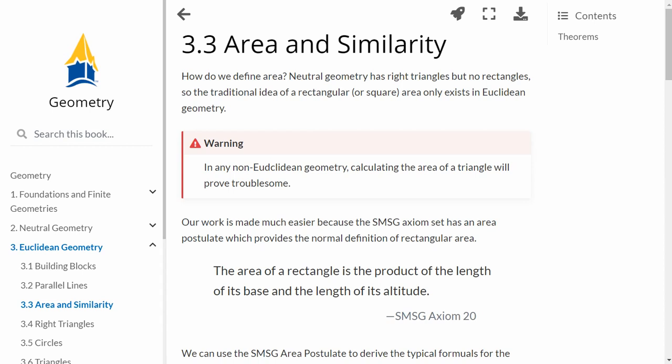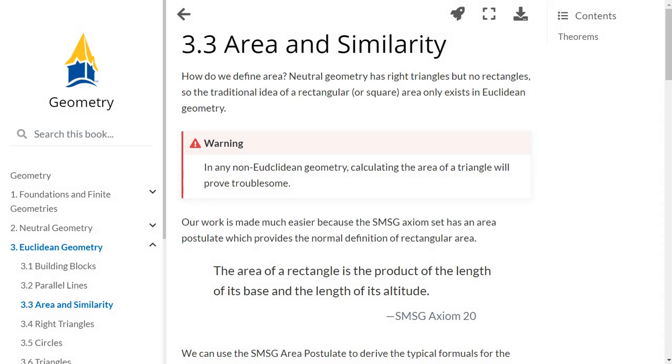In the first two sections of this chapter, we talked about the results of having a parallel postulate, and that led immediately to the Key theorem, the converse of the alternate interior angles theorem. Those results were important, but now we're going to move on to area and similarity.